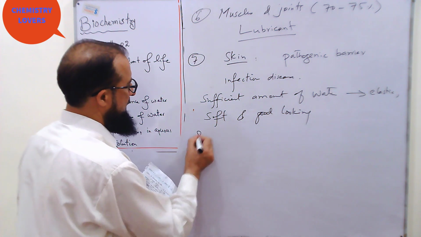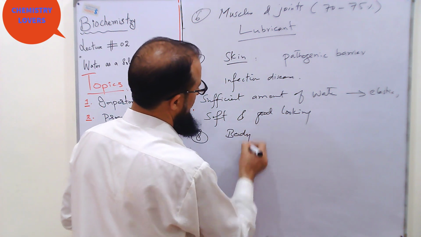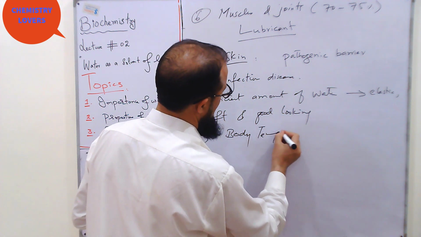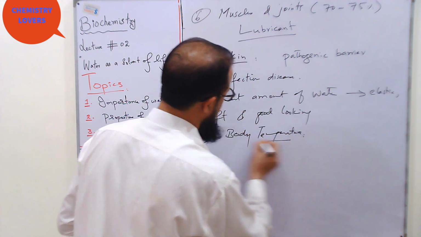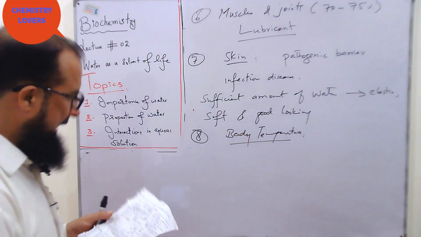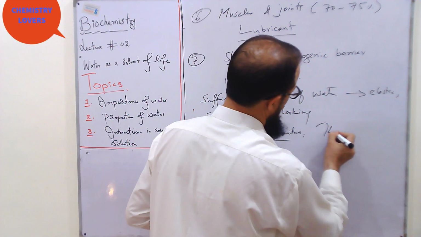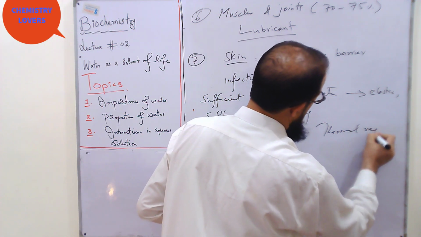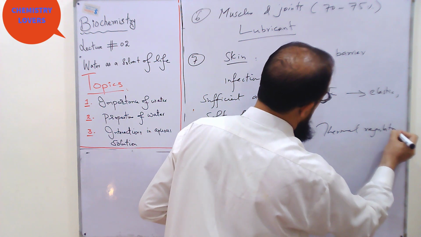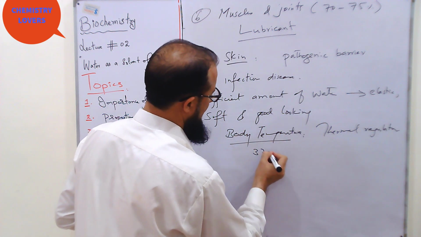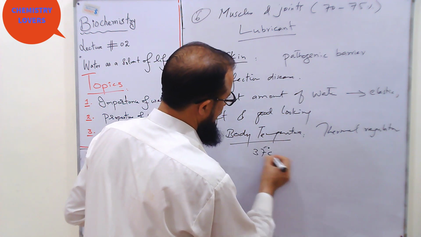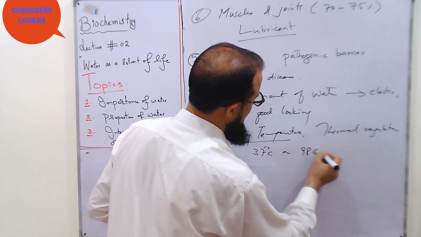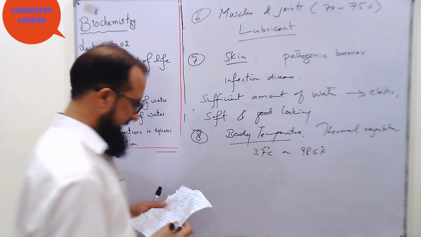Similarly, water can also maintain the body temperature, and that is why it is a thermal regulator. So water is a thermal regulator, and it can maintain the body temperature at 37 degrees centigrade or 98.6 degrees Fahrenheit.